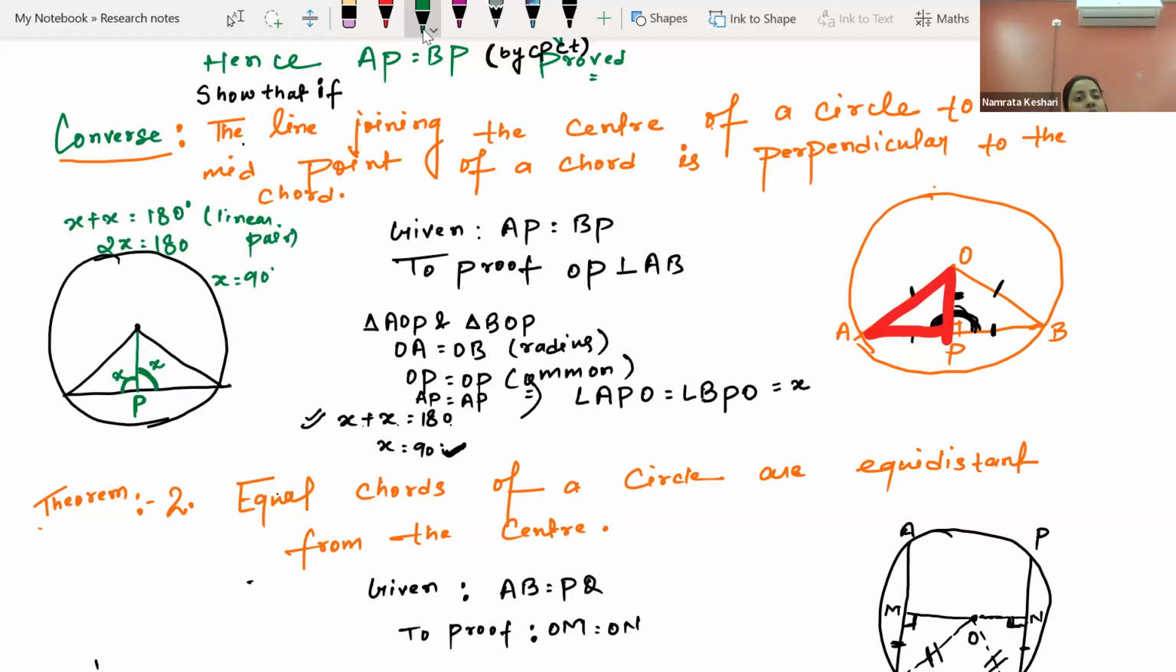Clear, these two theorems? Even if after this class you are not revising, if we take a test or these theorems come in the exam, you will be able to do it, right?